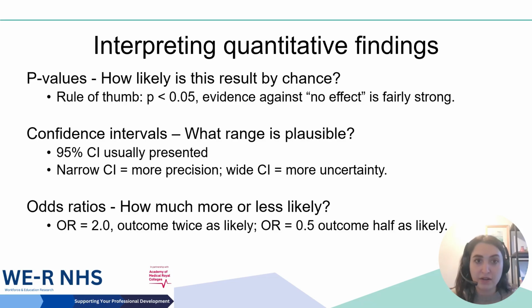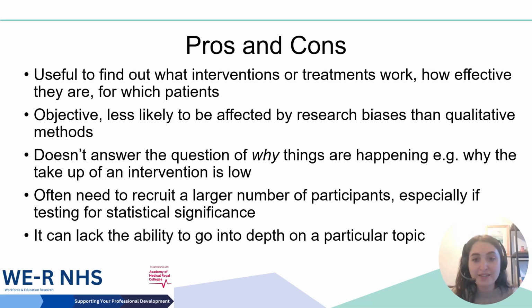And the final term I'm going to explain today are odds ratios. And this is defined by the ratio of the odds of an outcome in one group versus another. So for example, if you have an odds ratio of 2, this means that the outcome has been twice as likely. Or if an odds ratio is 0.5, this means the outcome is half as likely. An example of this is commonly seen if you look at a particular outcome after receiving treatment between a control and an intervention group.